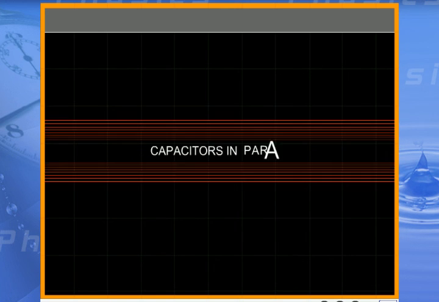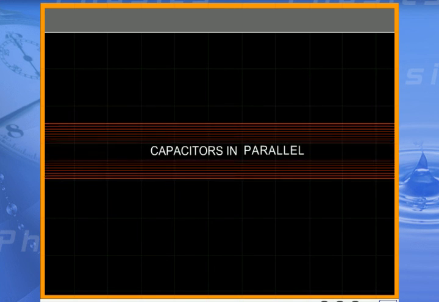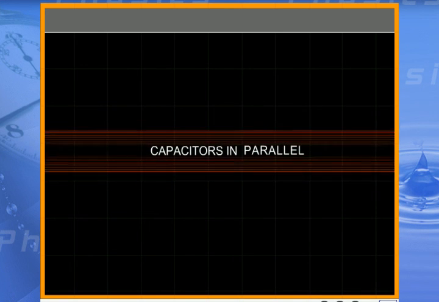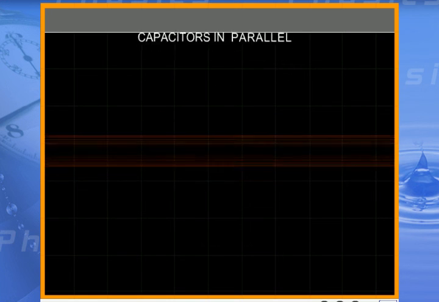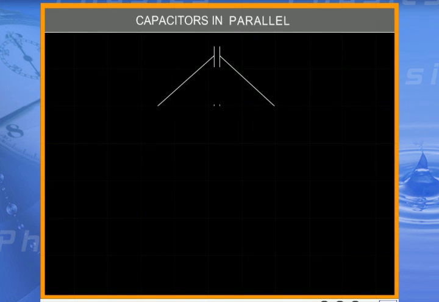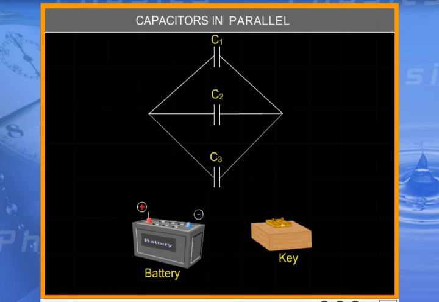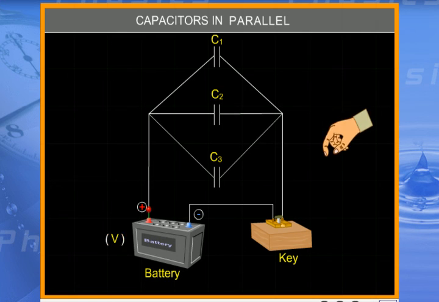Capacitors in parallel. The following animation explains the effective capacitance of capacitors connected in parallel. Consider three capacitors of capacitance C1, C2 and C3 connected in parallel. The positive terminal of a battery is connected to one of the plates of C1 and the negative terminal of the battery is connected to a key. The key in turn is connected to the other end of the plate C3. A potential difference V is applied from the battery.